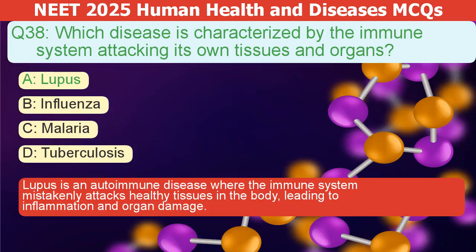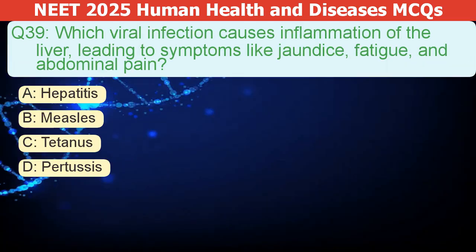Lupus is an autoimmune disease where the immune system mistakenly attacks healthy tissues in the body, leading to inflammation and organ damage. Which viral infection causes liver inflammation, leading to jaundice, fatigue, and abdominal pain?